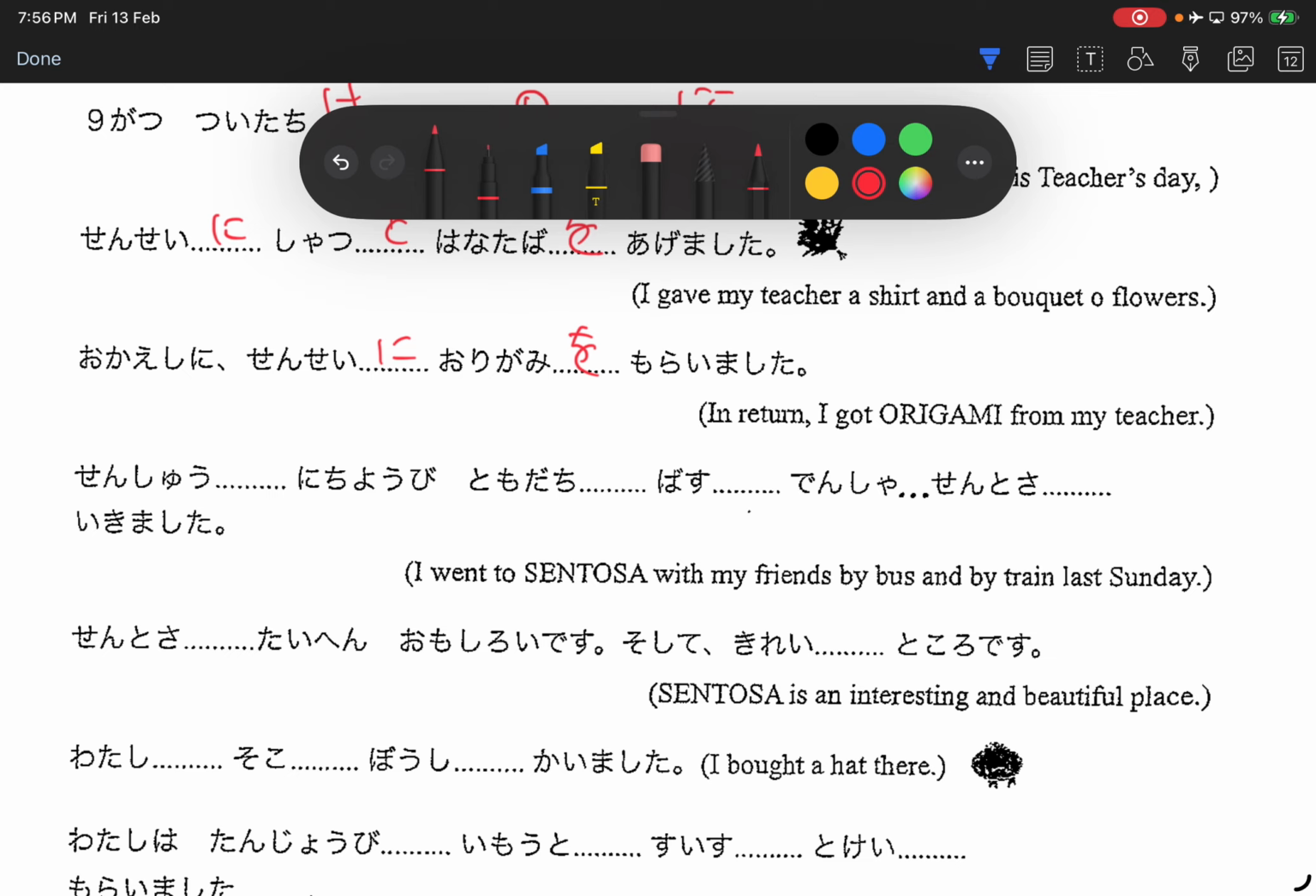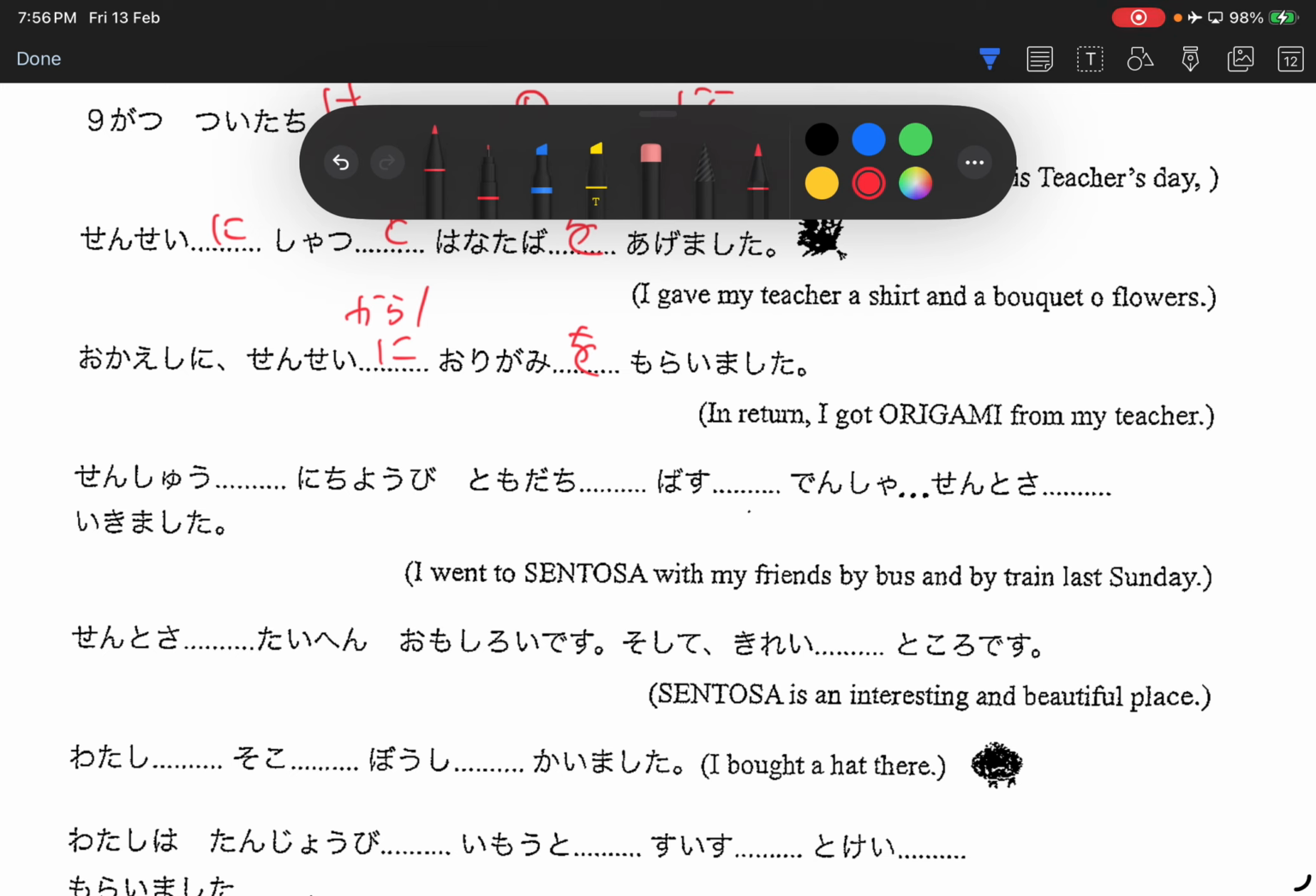Can we use another particle for に? 先生から, right? Because it's もらいます, so we can use から as well, because it means got from. Yes, correct. We can use から because it is receiving. Receiving we can use に or から. Okay, next line.